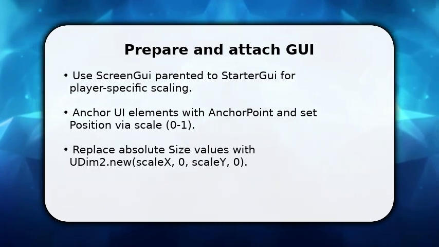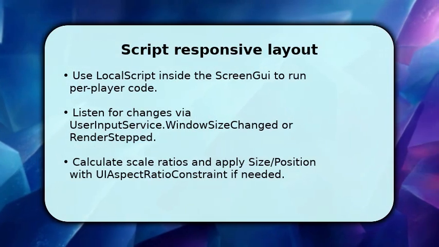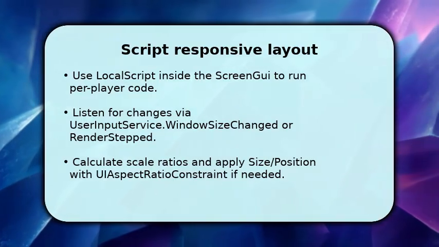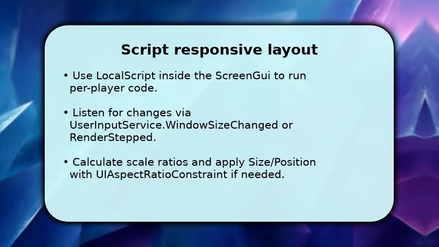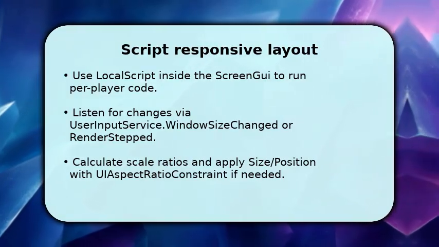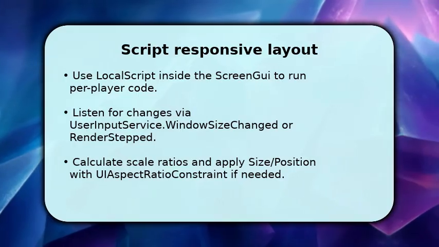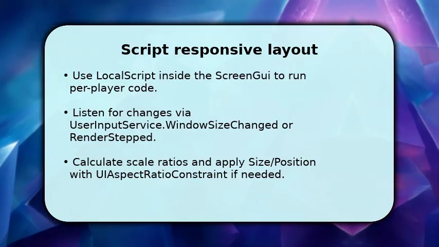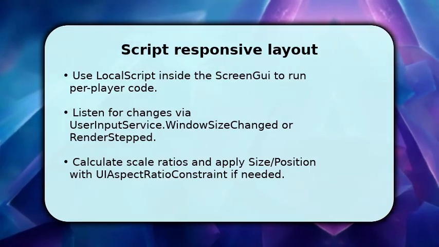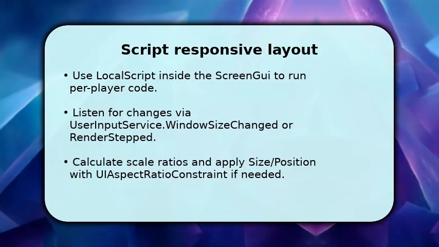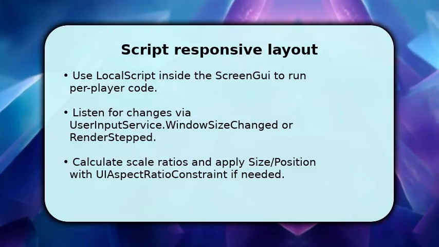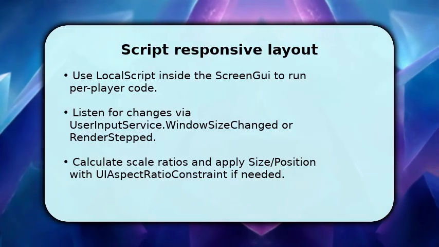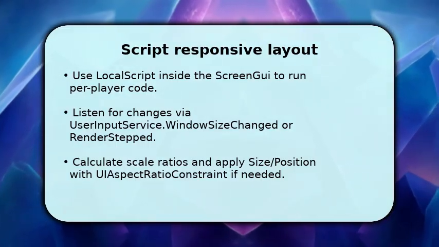You now write a LocalScript that runs for each player and monitors window size changes. Use UserInputService, WindowSizeChanged, or a RenderStepped-driven debounce to recalculate layout only when needed. This prevents jitter. Compute horizontal and vertical scale factors from current viewport size and multiply your base scale values by the chosen factor. Also add UIAspectRatioConstraint for images or grouped frames so they keep shape. Make sure to set size and position using UDim2 with your computed values.